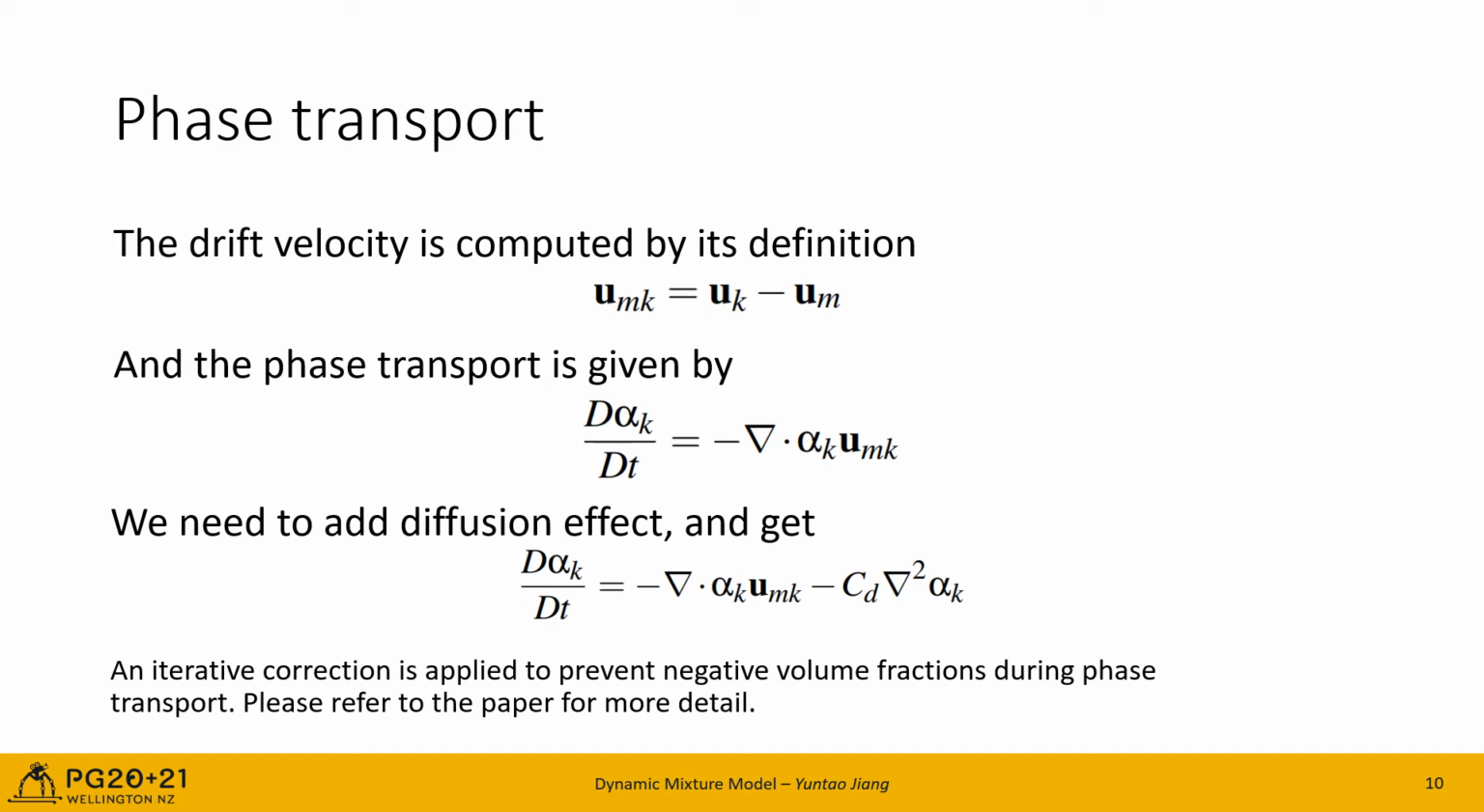The first term is motion induced, while the second term describes heat diffusion or turbulent diffusion. Still, we need to prevent negative volume fractions due to numerical error and the discretization. An iterative correction is applied to prevent negative values during phase transport. Please refer to the paper for more detail.